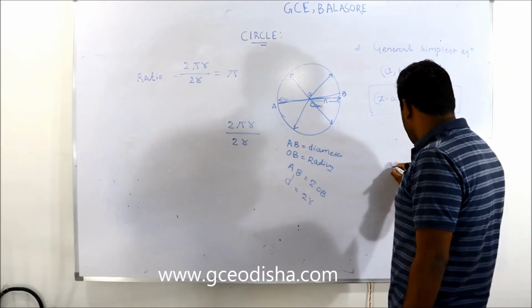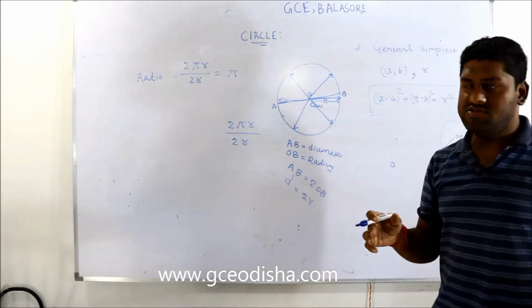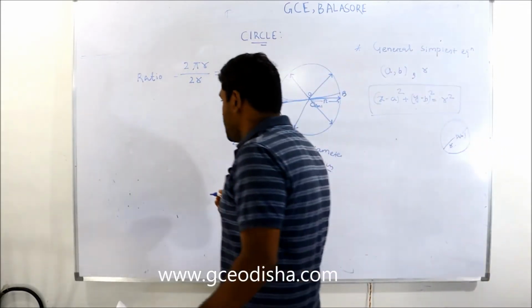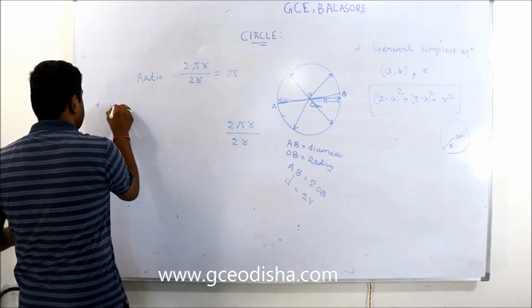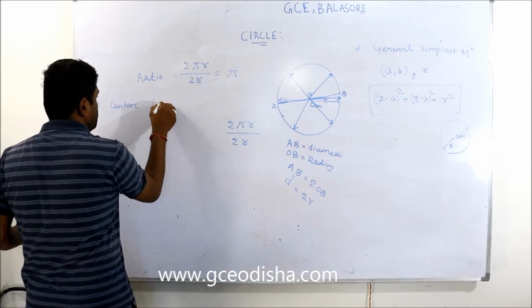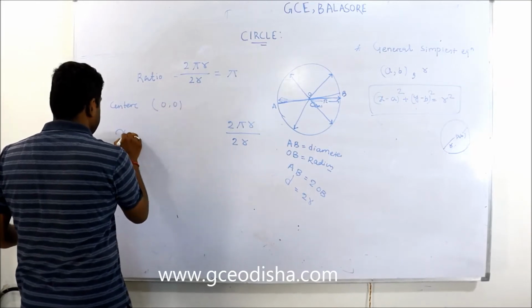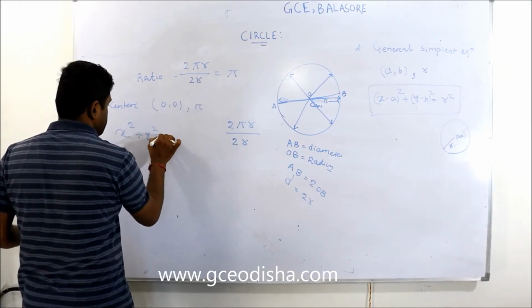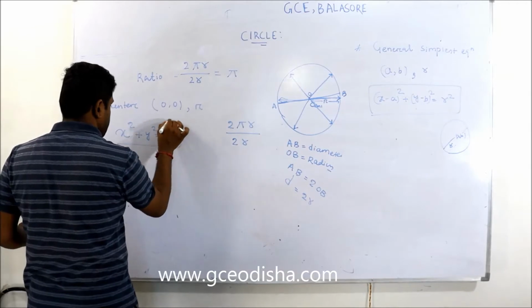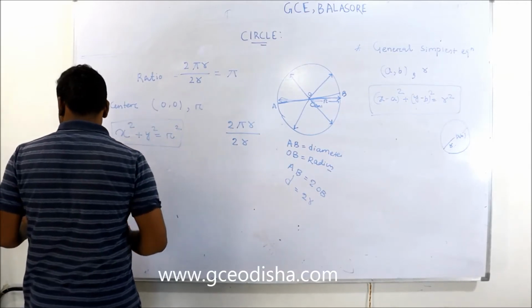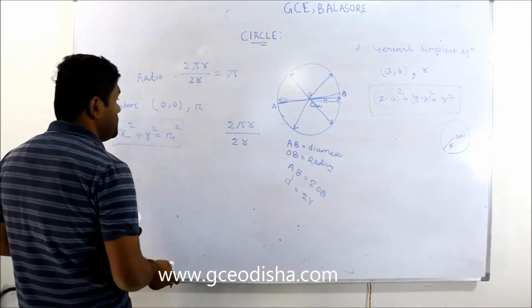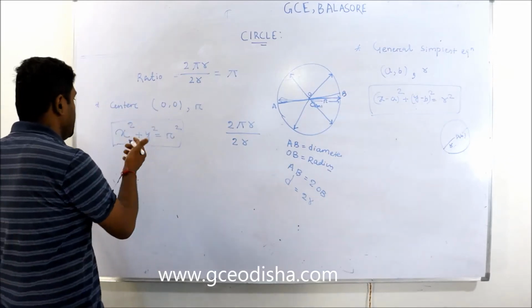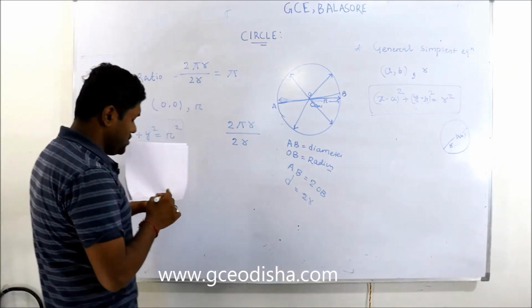When the center is at the origin, the origin is generally denoted (0, 0), and the radius is of course r, then the equation of the circle is x square plus y square is equal to r square. This is the equation of a circle. This is the general form, and this is when the center is at the origin, right?